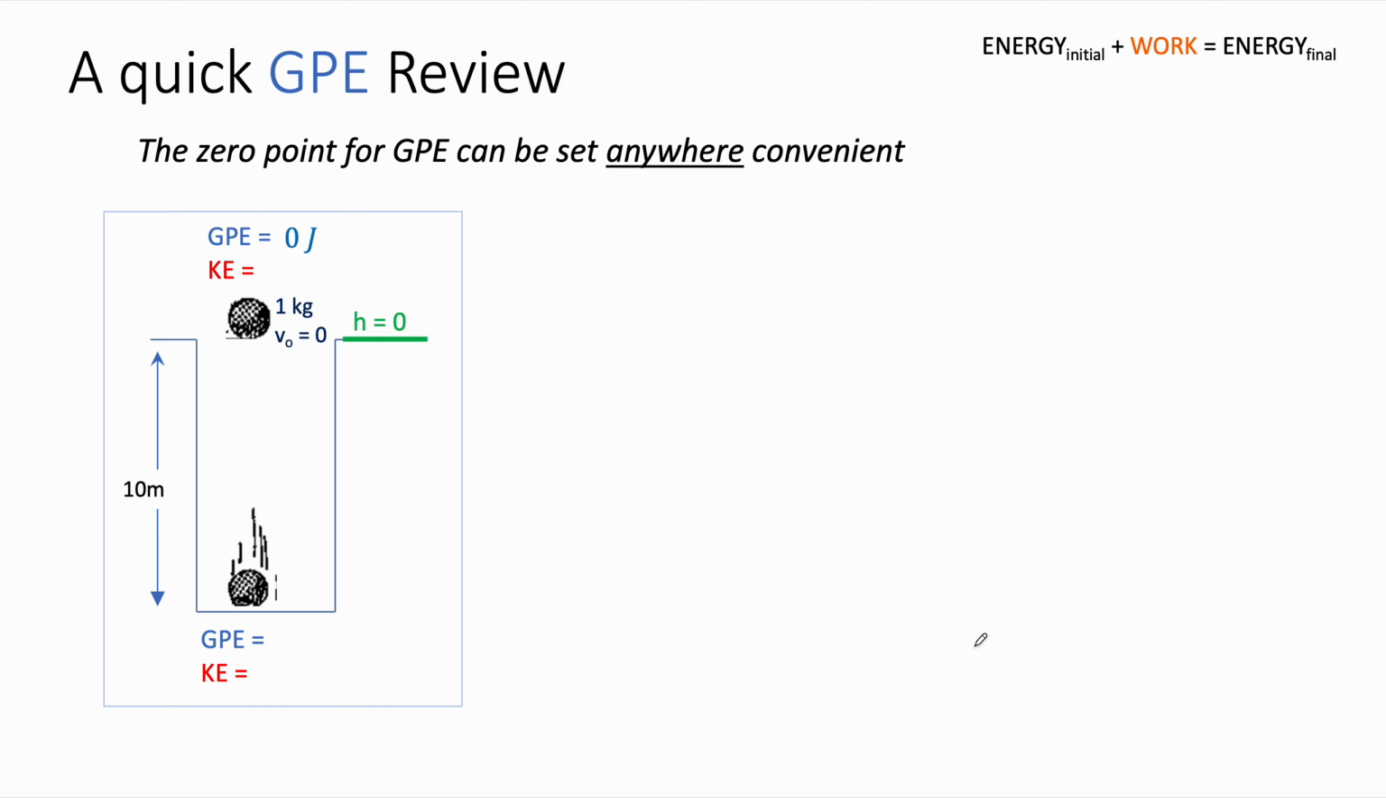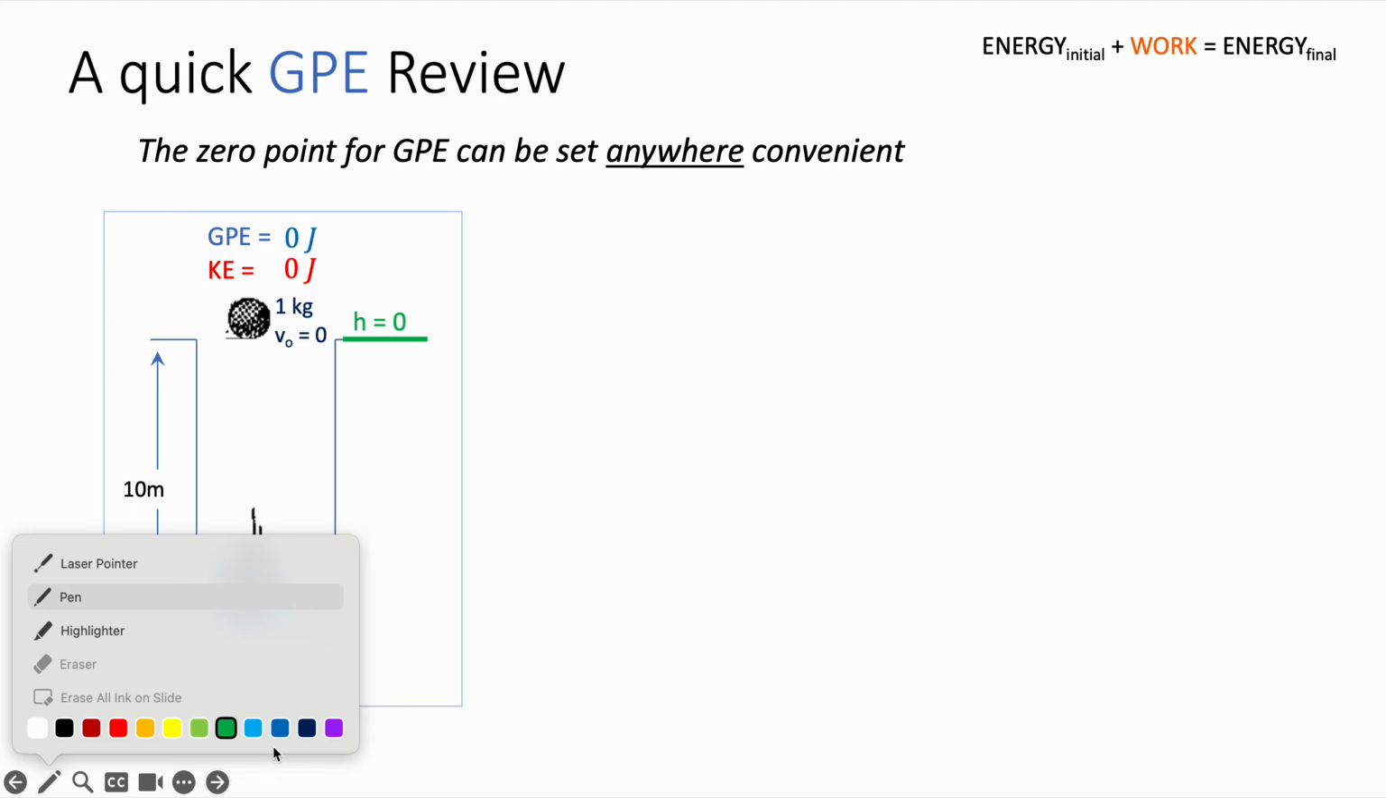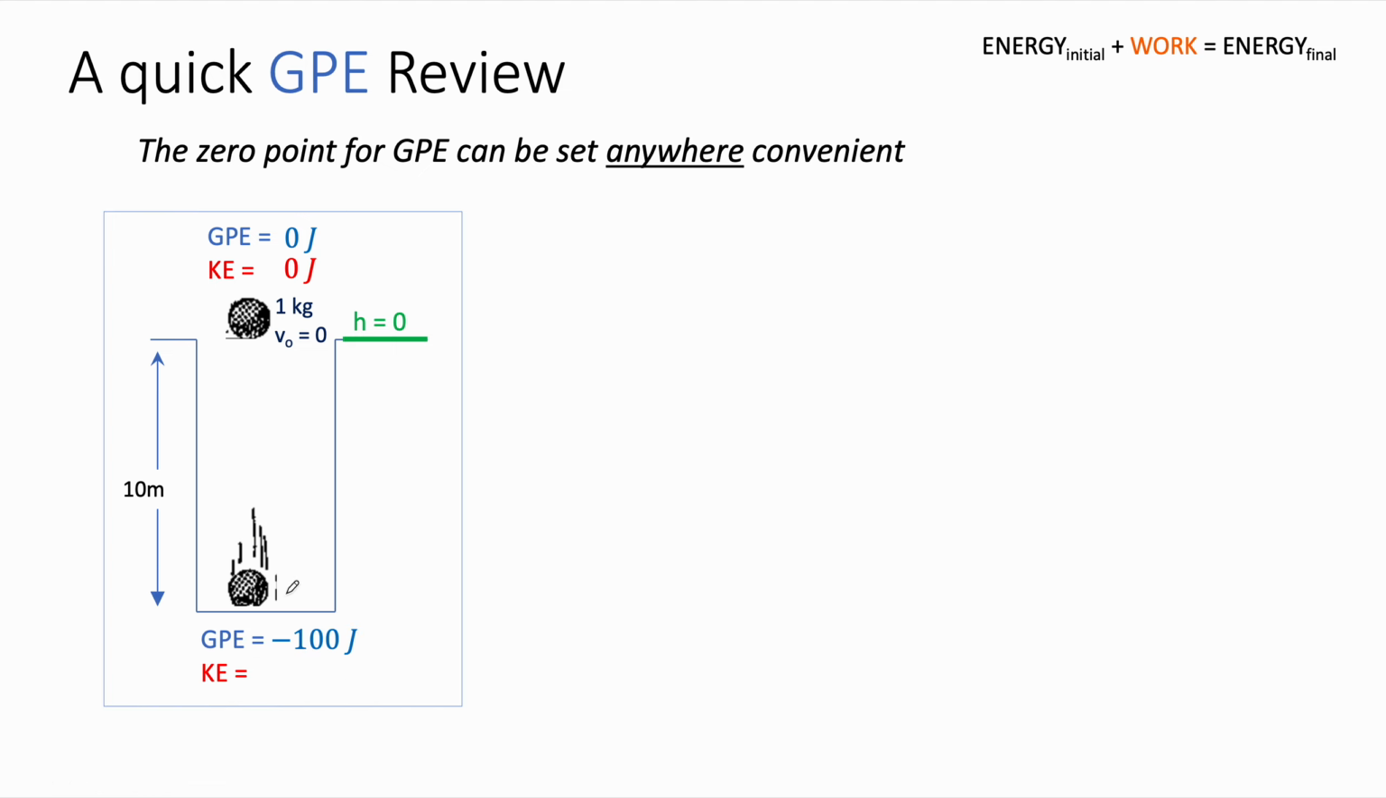Well, in this case, it's pretty easy. Since the height is 0, it's 0. Kinetic energy is 0 because it's not moving. Just before it hits the bottom of the well, its gravitational potential energy is going to be negative 100. And if you don't see that real quick, the height at this point is going to be negative 10 meters, 10 meters below where it started. And I think we talked about the fact that gravitational potential energy can be negative. And so in this case, that.